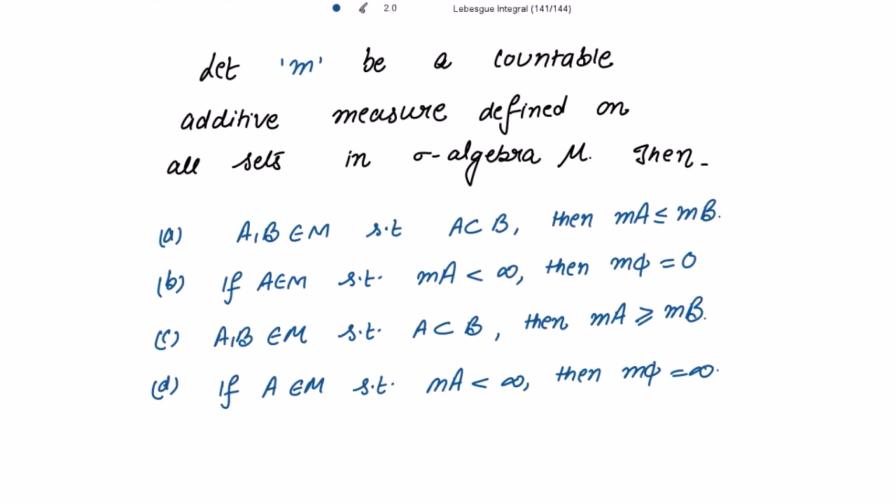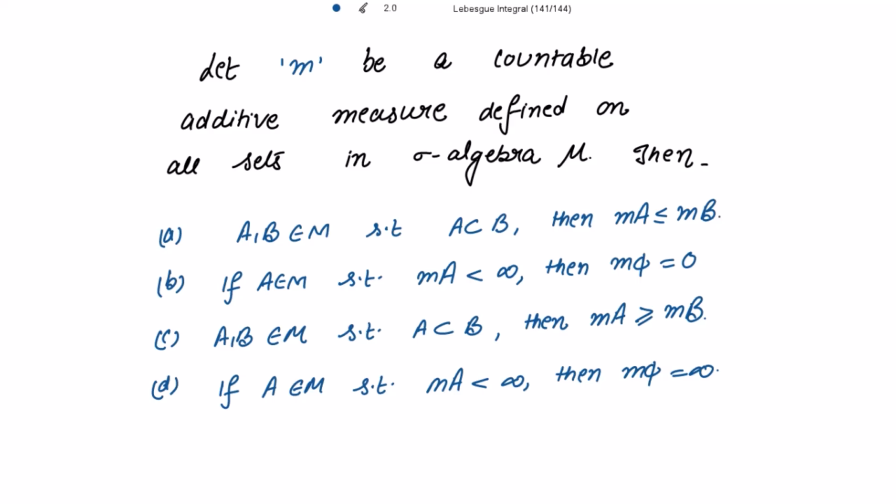Let M be a countably additive measure defined on all sets in the sigma algebra M. Then we need to choose which options are correct. The first option: A, B belonging to the sigma algebra M such that A is a subset of B, then M(A), that is the measure of A, is less than or equal to the measure of B.